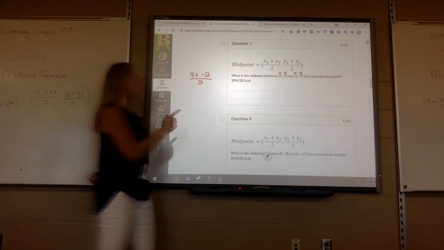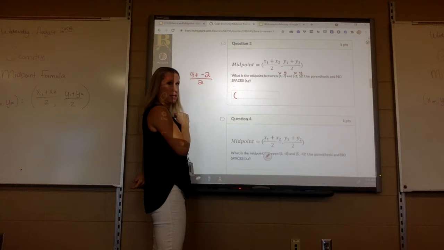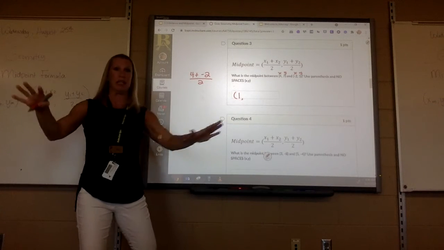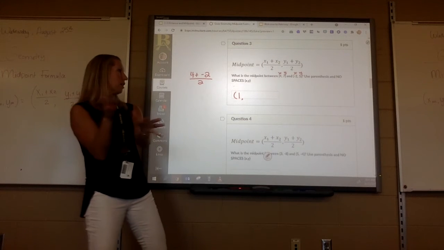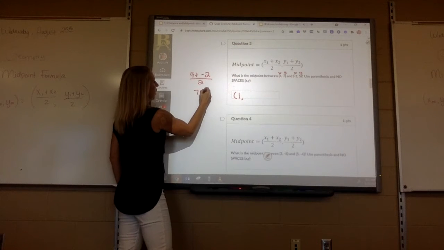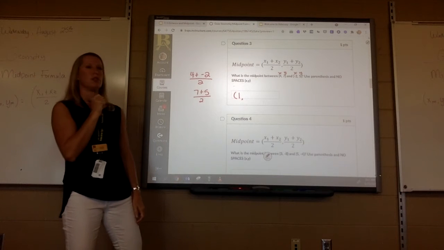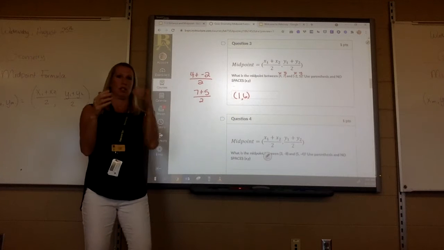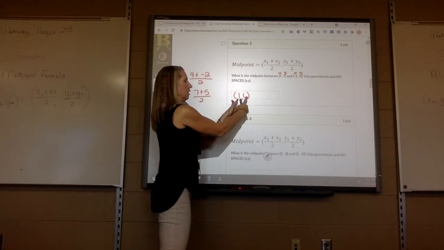1. Okay, so how you're going to type it in, you'll do a left parenthesis. You have to do a parenthesis, or it'll count it wrong. And you'll do 1, comma. Don't put any spaces. So parenthesis, 1, comma, and then we have to figure out the y's. So I'm going to add my y's. 7 plus 5. What's 7 plus 5? 12. Divided by 2? 6. So don't put any spaces. Just parenthesis, 1, comma, 6, parenthesis. Don't forget the parentheses, it'll count it wrong.